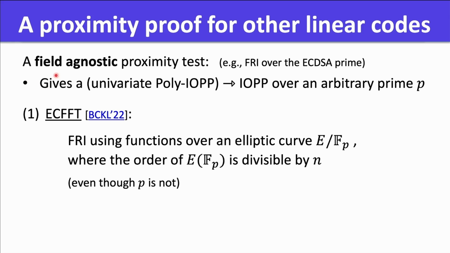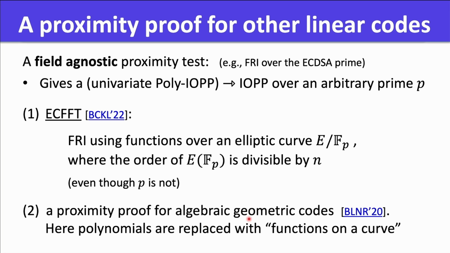So for one thing, if we want a field-agnostic proximity test that would work for any prime, there are lots of ways to do it. One way to do it is using what's called ECFFT. Here we use FRI using functions over an elliptic curve, where the order of the elliptic curve is divisible by n, even though the prime is not. This allows us to run FRI over primes like the ECDSA prime. Unfortunately, this is not as fast as FRI. It's actually quite a bit slower.